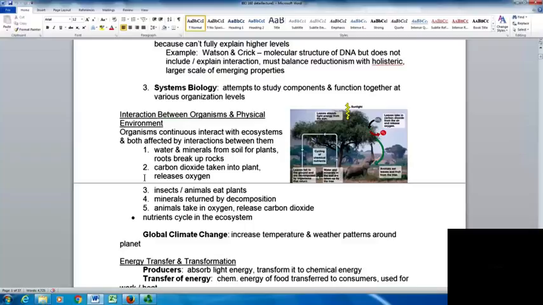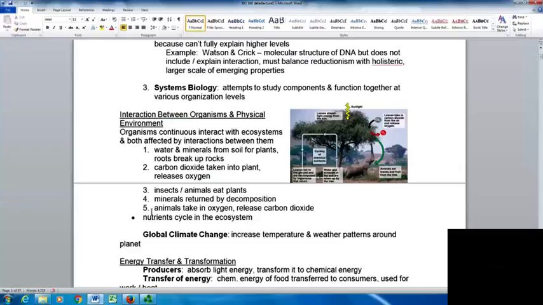Carbon dioxide is going to be taken into a plant and then the plant is going to release oxygen. Animals, in turn, are going to take in the oxygen and release the carbon dioxide. Insects and animals are going to eat the plants, and then when they die and decay, the minerals will be returned back to the soil. So nutrients are always going to cycle in the ecosystem. All of the nutrients that are there now have always been there, and as far as we know, will always be there. They will just be in different forms or in different places.